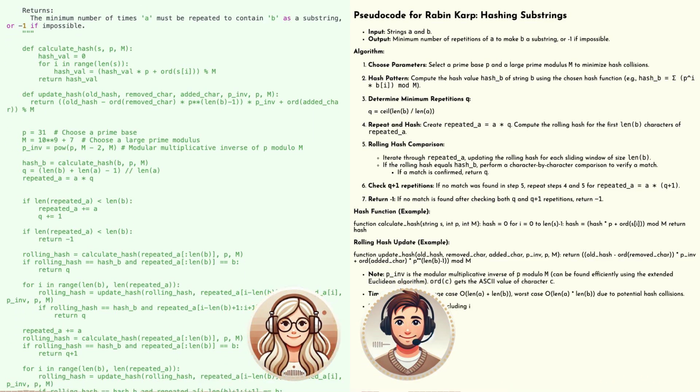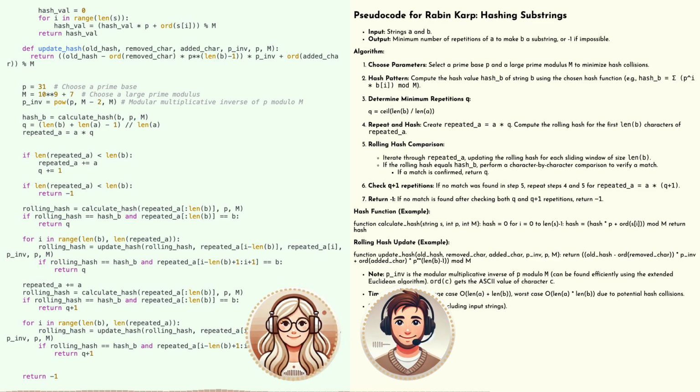Exactly. For each window, we check its hash against the hash of B. If they match, we take a closer look, compare them character by character just to be super sure. If it's a real match, we're done. If not, we keep sliding that window and comparing those hashes. Way faster than comparing whole strings every time, that's for sure. Those hashes are like our little shortcut.